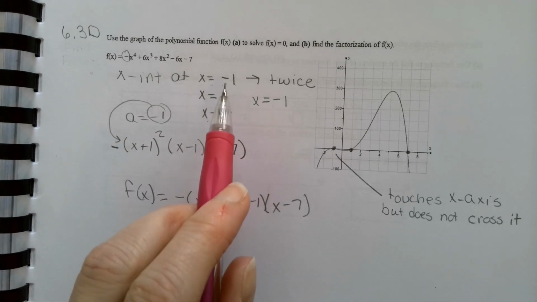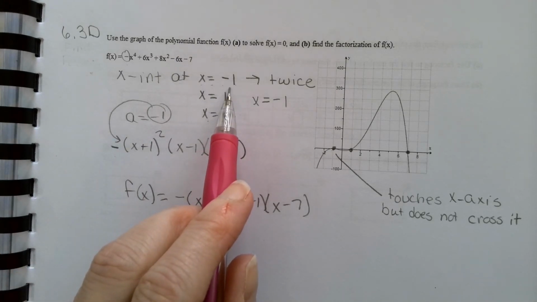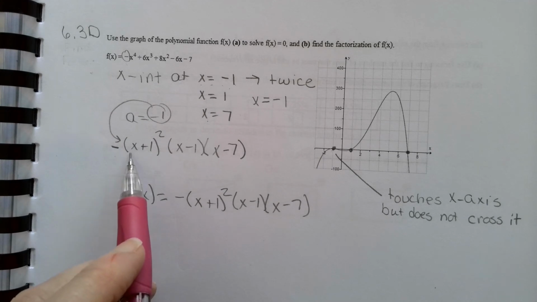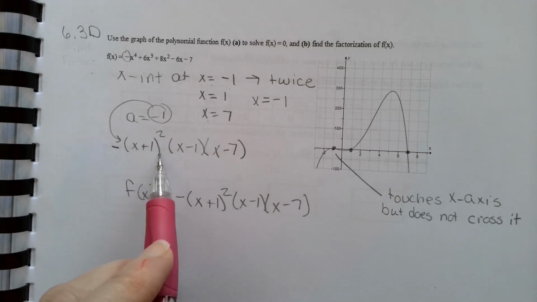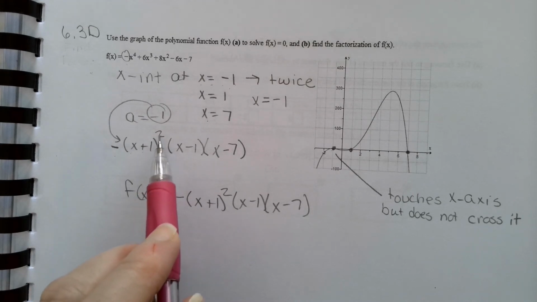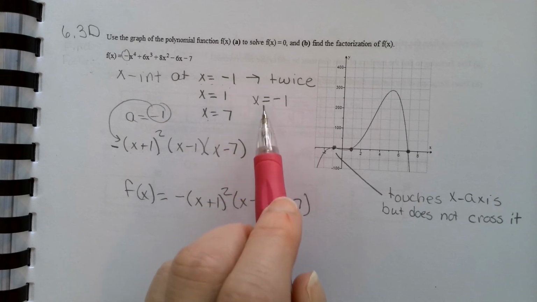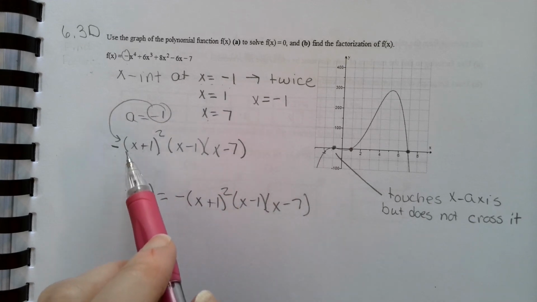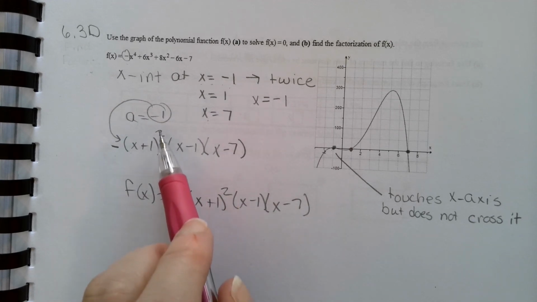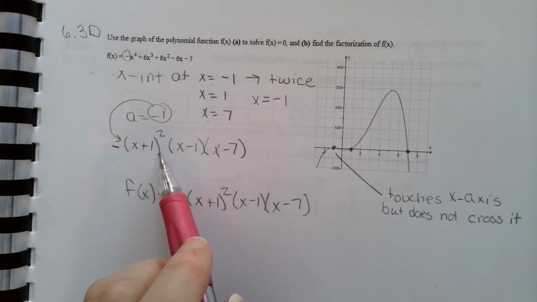Then for my x equal -1, I would have the factor of x plus 1. And because that touches the x-axis but doesn't cross it, I have x plus 1 to the 2nd power. That's what I mean by it occurring twice. In the factorization, it's going to be raised to the 2nd power.